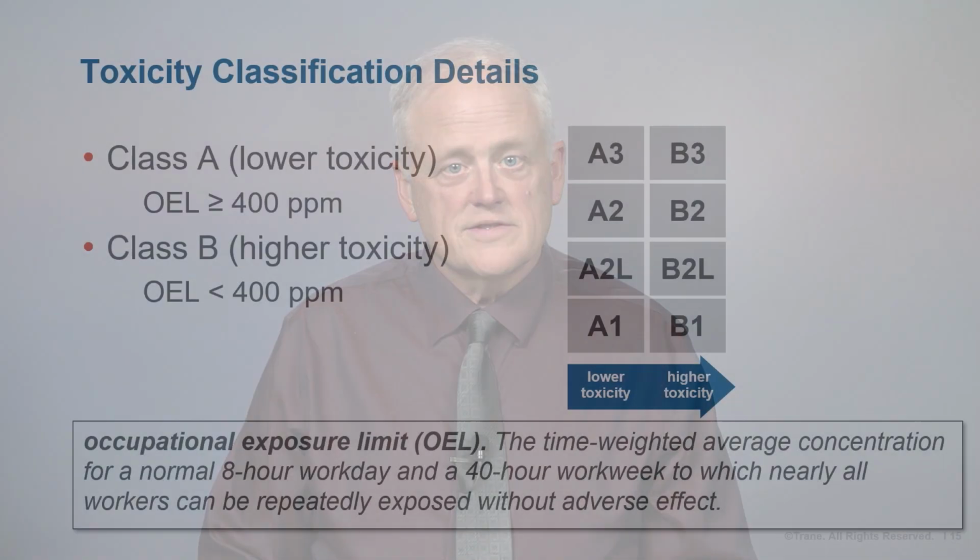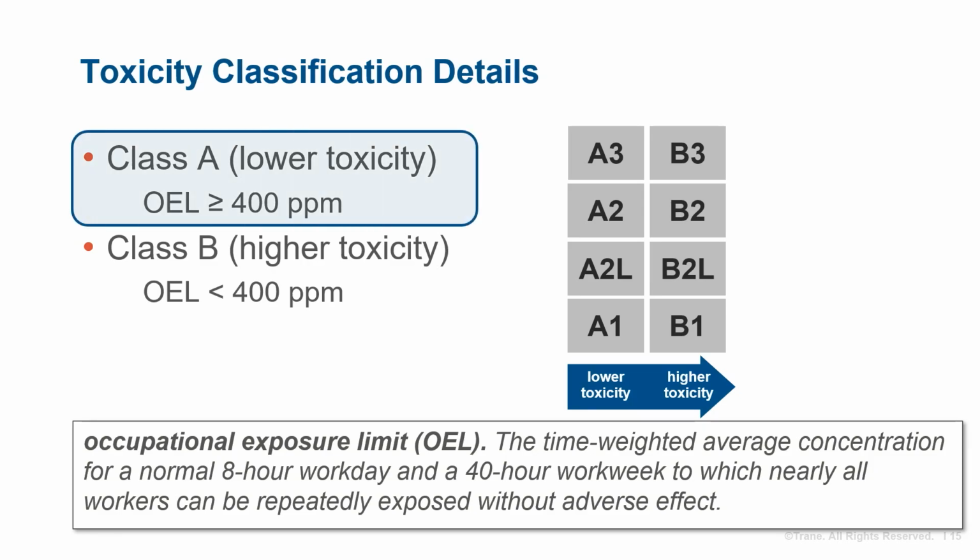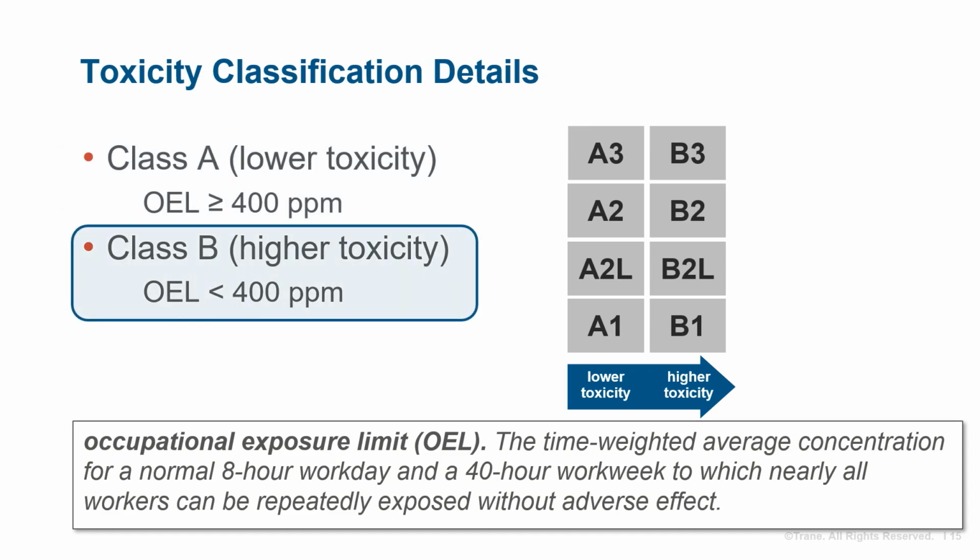First, I will cover toxicity classification system used in Standard 34. In terms of toxicity, the standard divides refrigerants into two classes based on the occupational exposure limit, or OEL, of the refrigerant. This is the concentration level to which nearly all workers can be exposed to for a normal 8-hour workday and a 40-hour work week without adverse effect. Refrigerants with an OEL equal to 400 parts per million or higher are designated Class A. Refrigerants with OELs less than 400 parts per million are Class B.